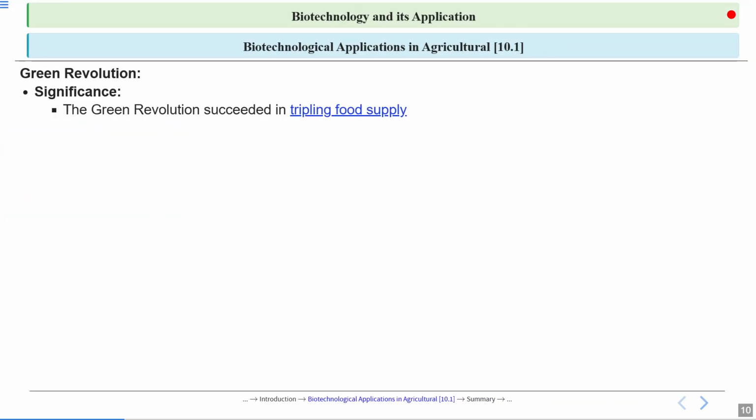So now, what was the significance of the green revolution? This green revolution has tripled the food supply. Three times more food supply is now available to people.